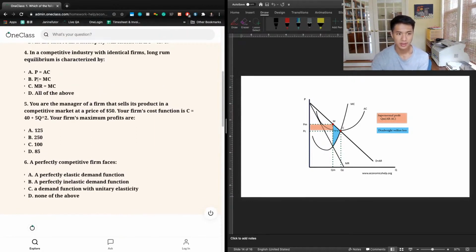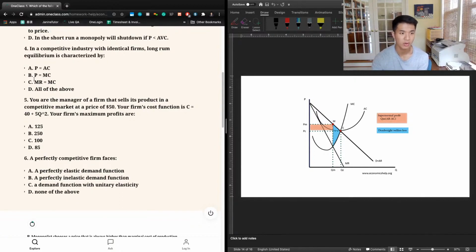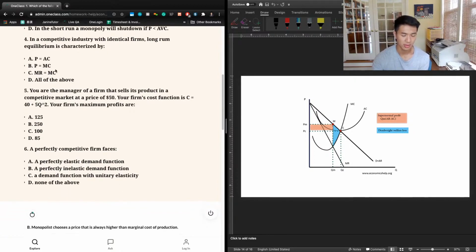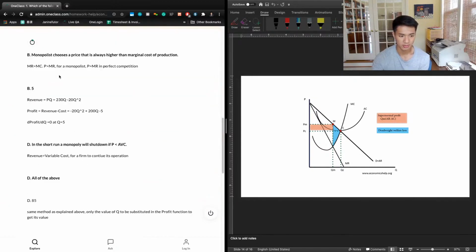That price is equal to marginal revenue, okay? Marginal revenue is equal to marginal cost, okay? In the long run, you find that it's going to intersect the average cost at a tangent point. And so in the long run, all of those things are going to be the same. So D is going to be correct, all of the above.